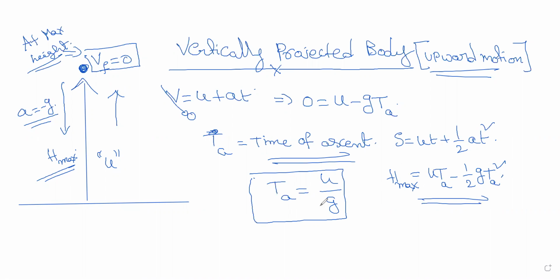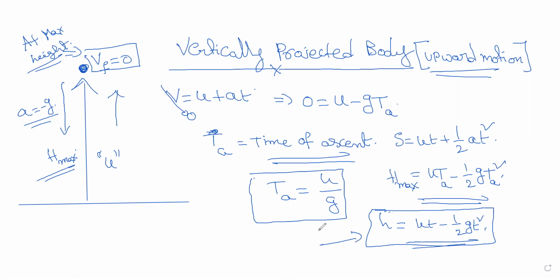Now any height h during the upward journey, at any time t, is given by ut minus half gt square. For h max, it is u ta minus half g ta square. This is h for any time t: h is equal to ut minus half gt square.